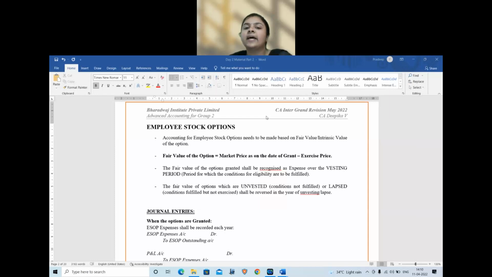So the expenses that are going to be recognized are going to be spread over the vesting period. Now for the options which are getting unvested, which means without fulfillment of conditions itself they are getting lapsed, or lapsed after fulfillment of conditions, for that the expense will be reversed in the books of accounts.